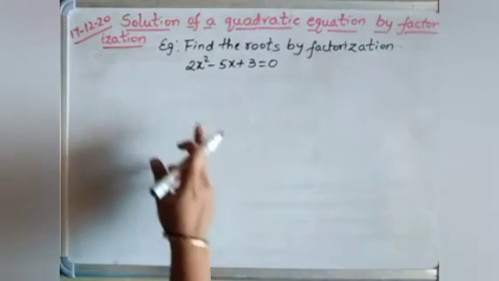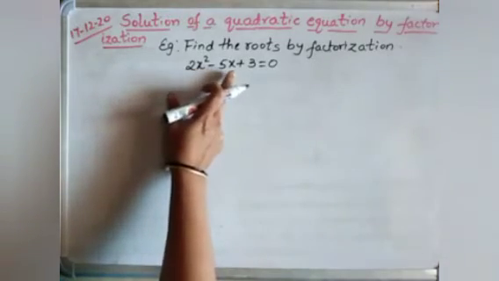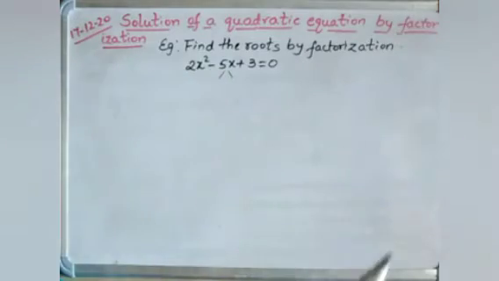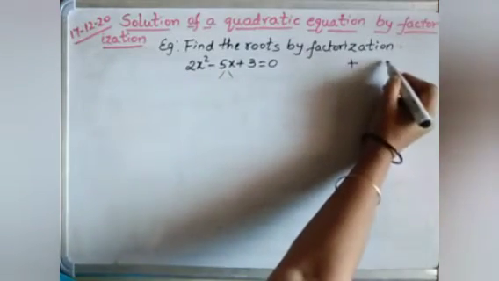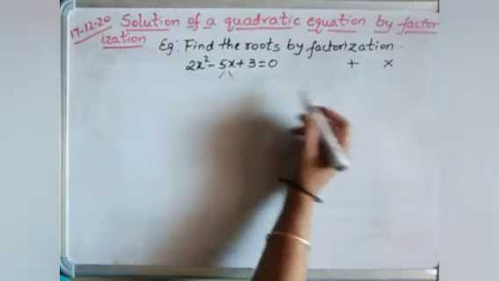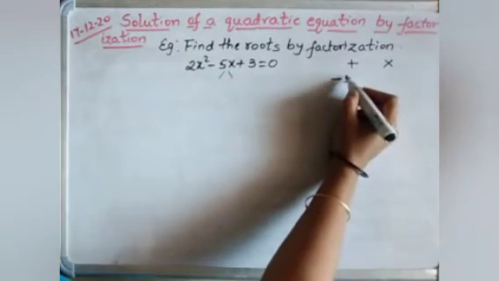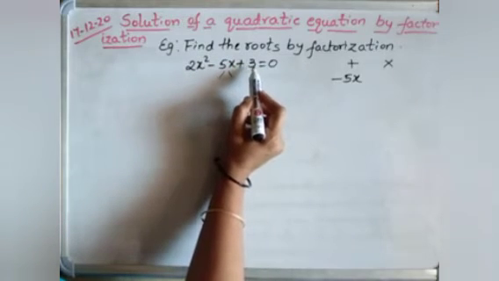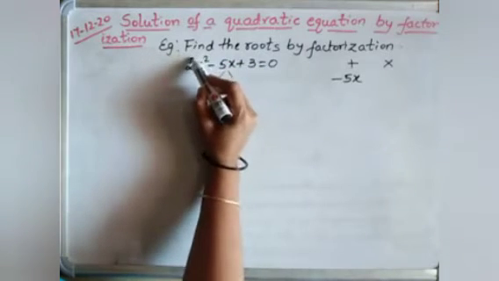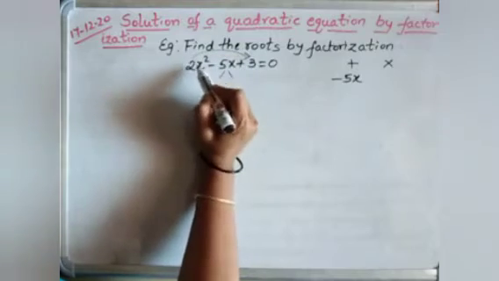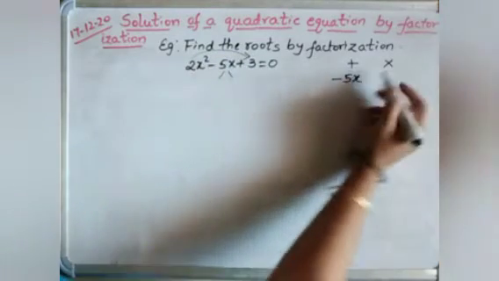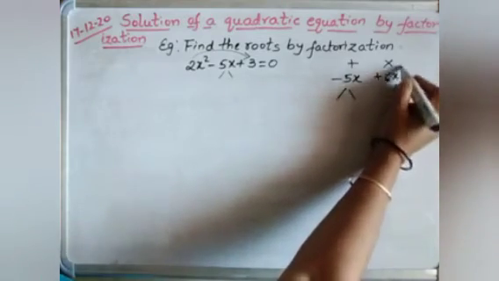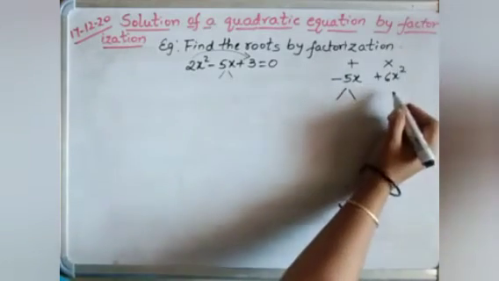Considering this example, children, 2x square minus 5x plus 3 is equal to 0. Here we have to split the middle term. So let us see what is the sum and product. That is, when you add, you have to get minus 5x. When you multiply, here the constant is 3, but it has to be multiplied with the coefficient of x square. So we get plus 6. Now which are the two numbers? 6x square. Which are the two numbers?